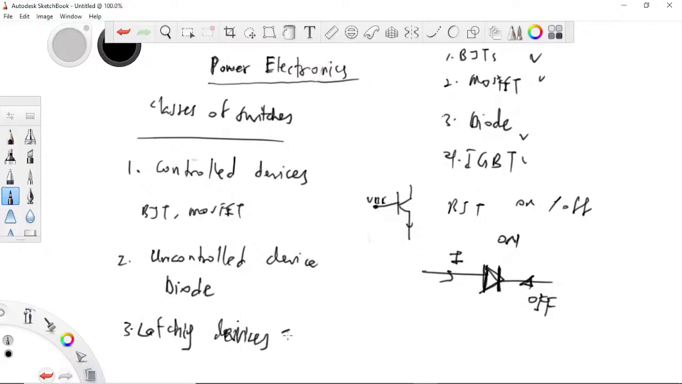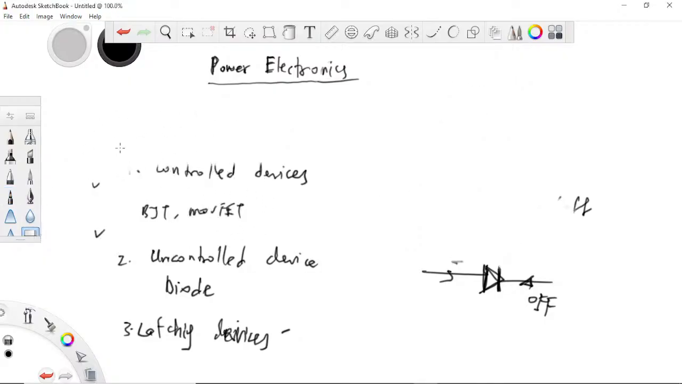Okay, with the latching devices, their on state is controlled by some inputs to the gates, and the off state is controlled by the external circuit. So that one is like a link between controlled and uncontrolled devices. So these are the classes of switches that we'll be working with.